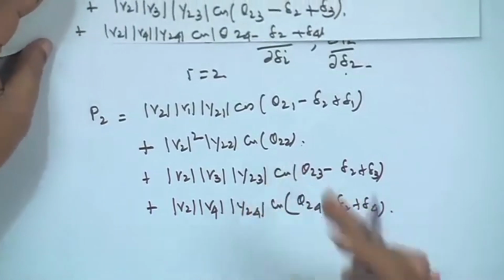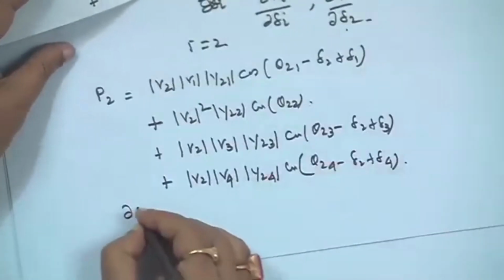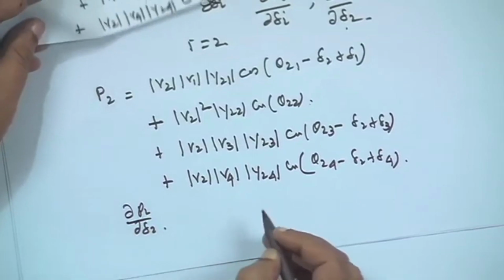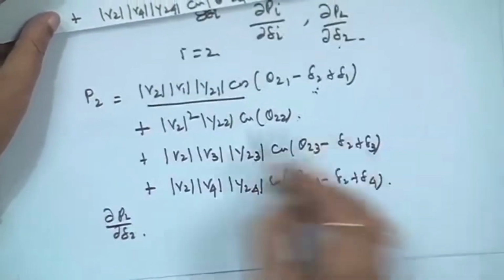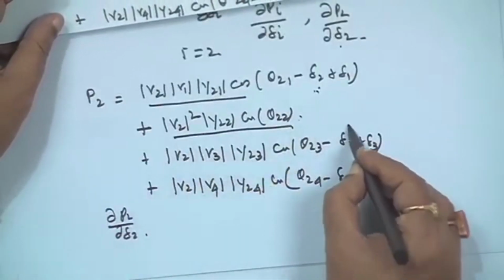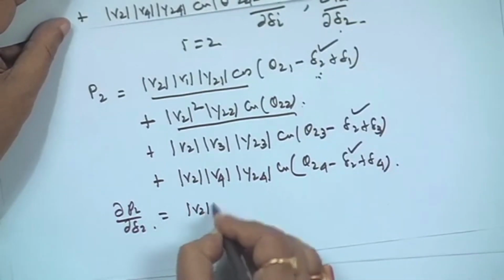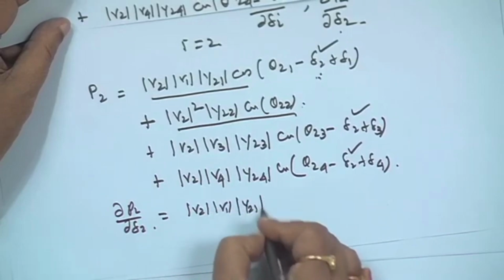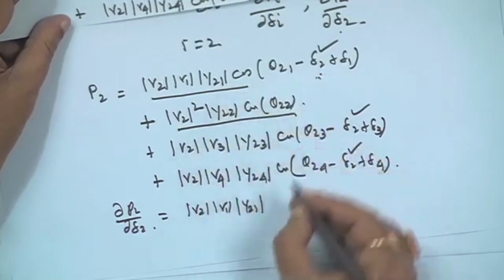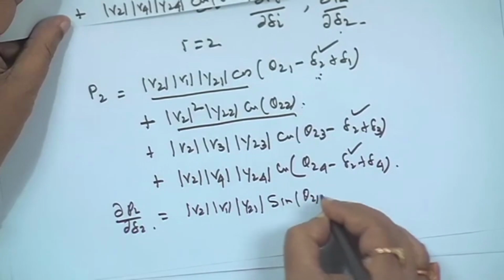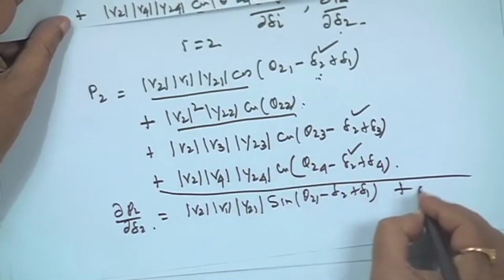That means when you take delta P2 upon delta 2, this one will be there, and the derivative exists, since delta 2 is here. This term has no delta 2, it will be 0, but here also delta 2 is there, here also, here also. That means it is V2 V1 y21. Because of cosine, there is a minus, and because of minus delta 2, another minus will come out, so it will be plus sine theta 21 minus delta 2 plus delta 1. This is the first term. Second term is 0, it is not there.